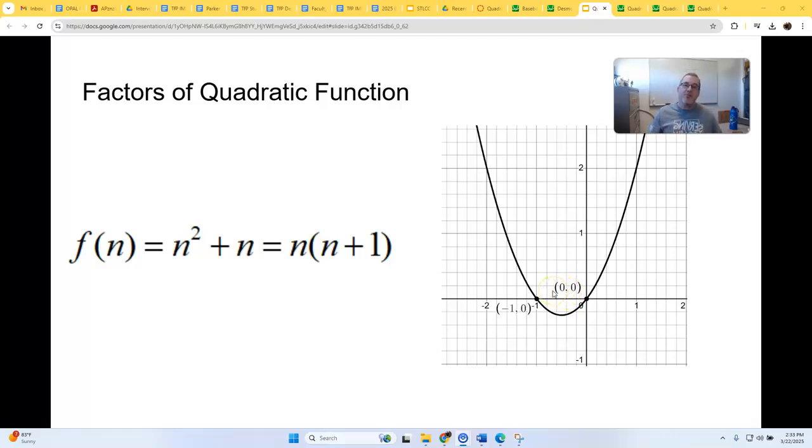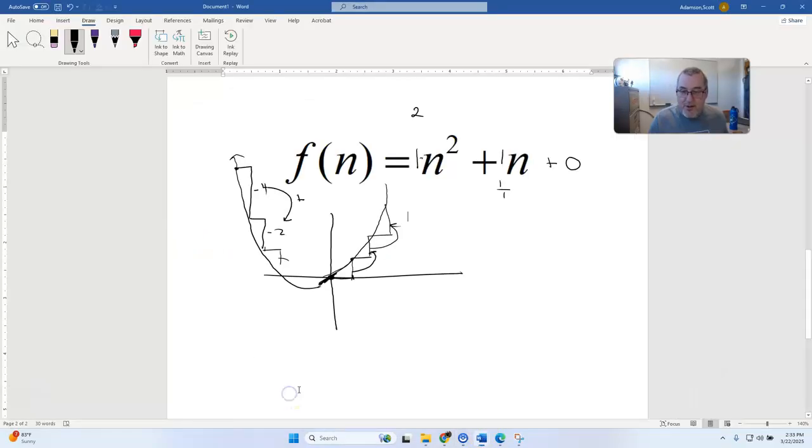So this is what we do. We just leverage those 2 to find our 2 factors. Here's how we do it. I'm going to bounce back to Word so I can write.